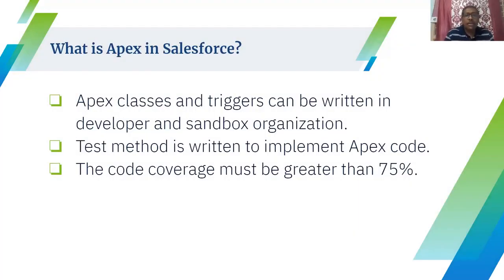Apart from that, we write Apex classes and triggers, which can be written in developer and sandbox environments. Either you can use the developer or production environment and write your Apex code, or you can use a sandbox. Using a sandbox also, we are able to write Apex code there. And we are going to implement test methods here. Each and every class will be tested, and the code coverage must be greater than 75%. Right? This is all about Apex programming. By now you should have understood what Apex programming is all about.